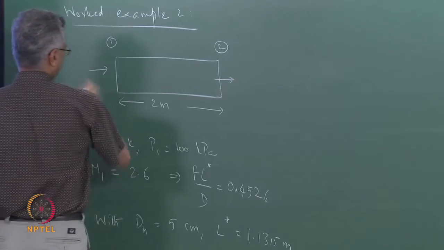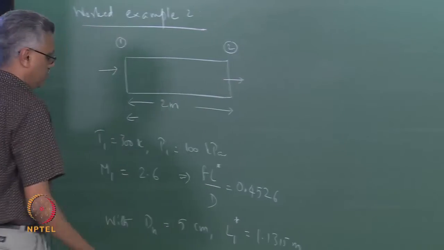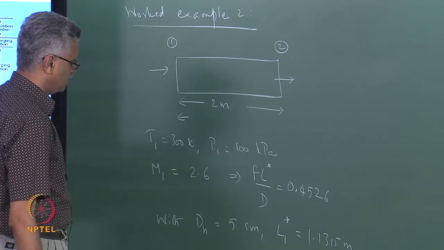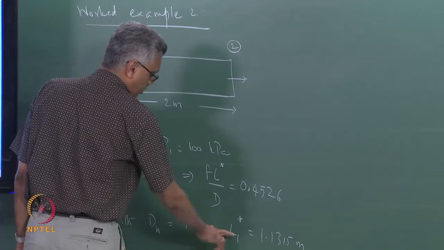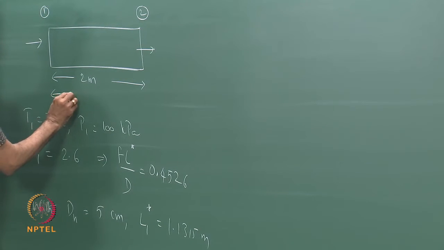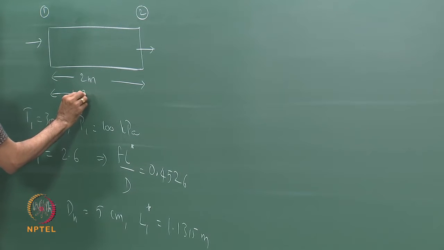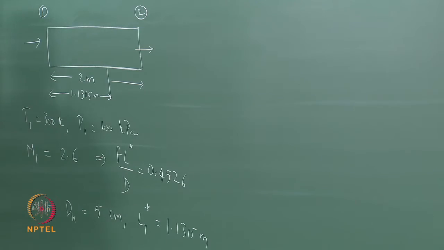So, let me label this as L1 star because we are going to have multiple values of L star. We will label this as L1 star, meaning this is L star corresponding to M1. So, this is 1.1315 meters.